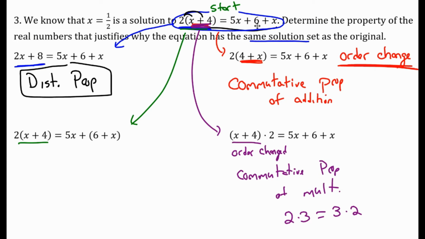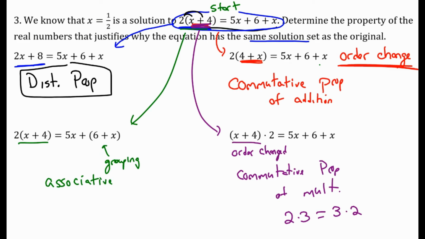Oh, but what happened here is I grouped these guys together. I changed the grouping. I didn't change the order. 2 times x plus 4, 5x, 6x. The order is still the same, but I'm changing the order of operations. I'm grouping these together. And that's the associative property. That's the associative property, which actually isn't that important, and it is important, but we use it all the time, and we don't really know that we're using it.